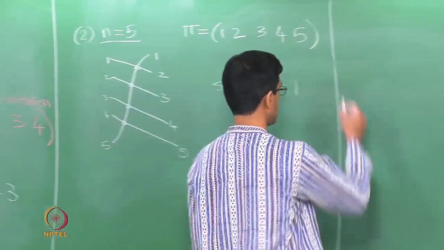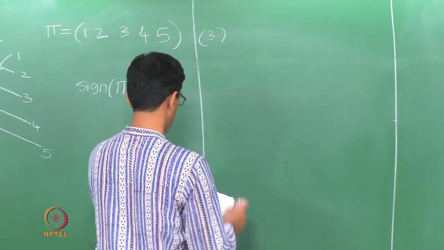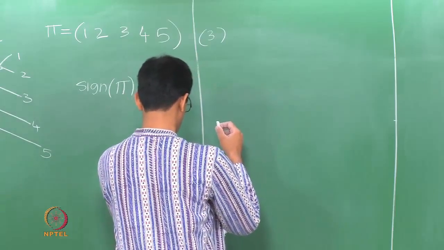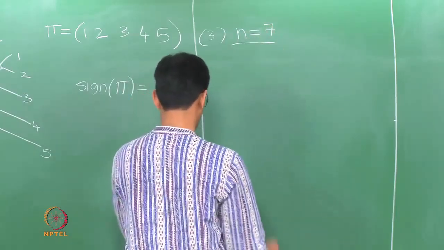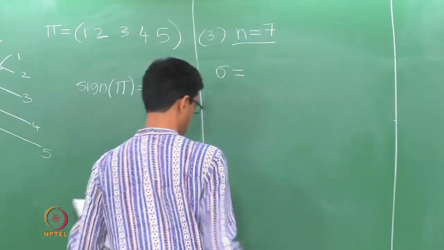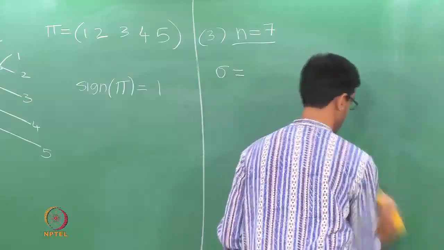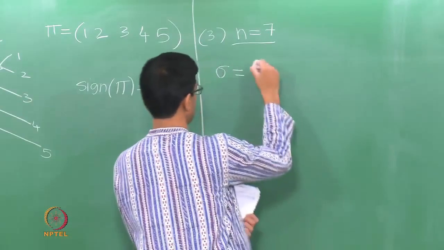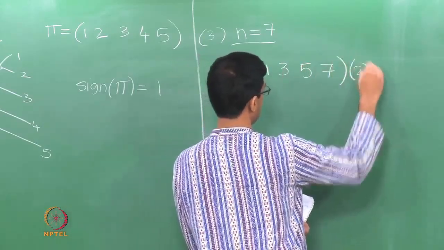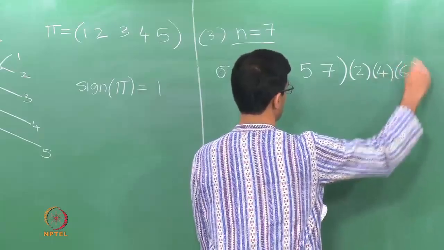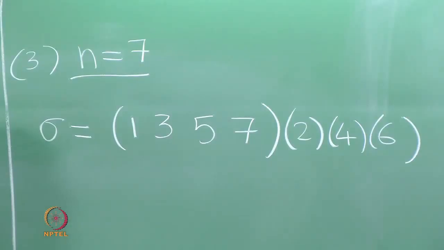Now here's a slightly more general example. We'll still look for a 4 cycle, but we'll do this with, let's say, n equals 7. So what does this mean? So let me take my example. Let me take sigma to be the following. It is a 4 cycle with 1 to 3 to 5 to 7, and then it leaves the remaining numbers as they are, 2 4 6. So here's the permutation sigma written out in cycle notation.